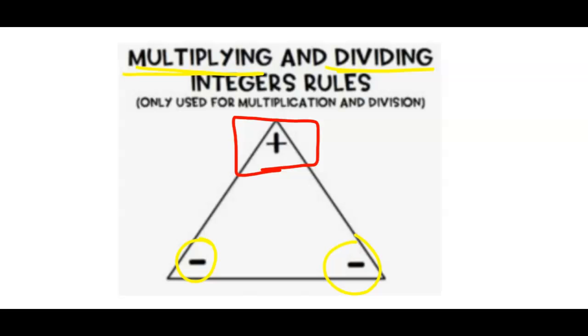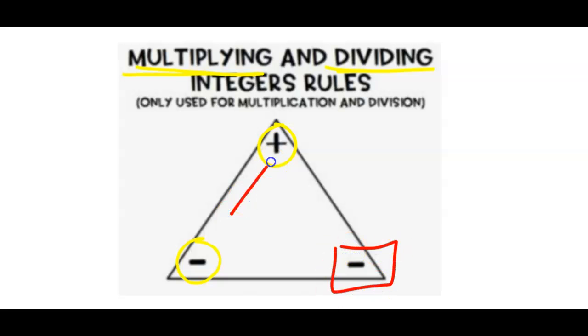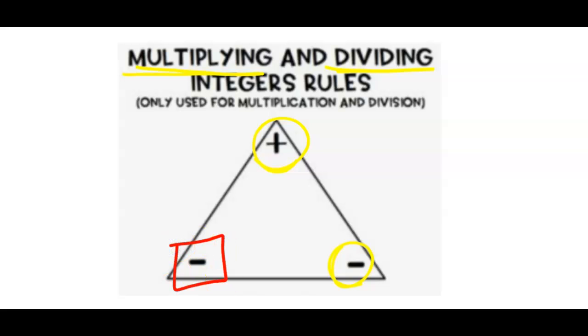So let's do another one. If you had a positive and a negative that you were multiplying and dividing, your answer would be negative because these signs are different, which means you would have a negative answer. You can also do it the other way. If you have one that is negative and one that is positive, again, those signs are different, which would result in a negative answer if you have different.